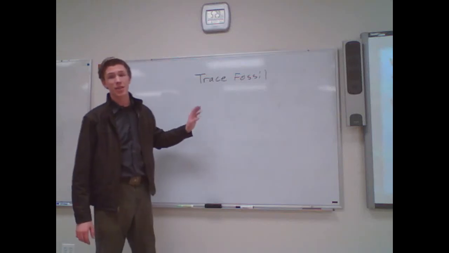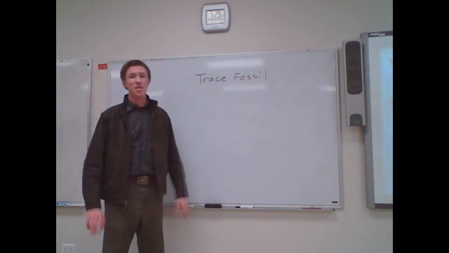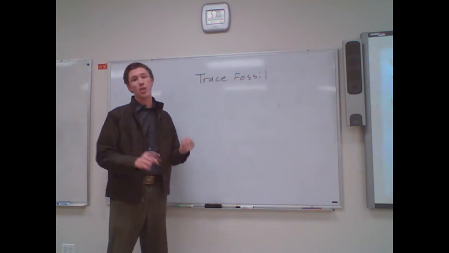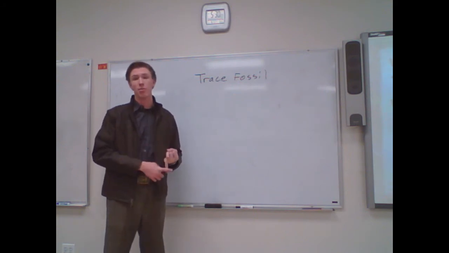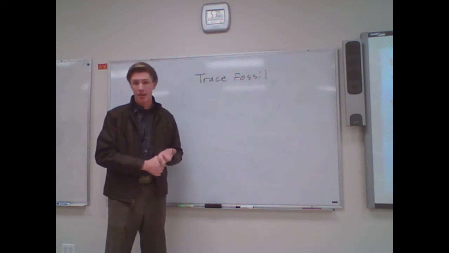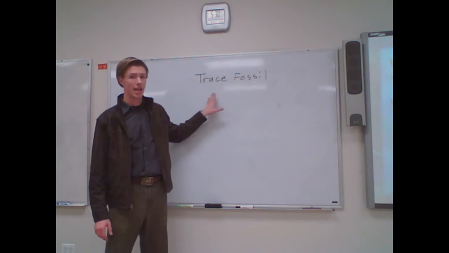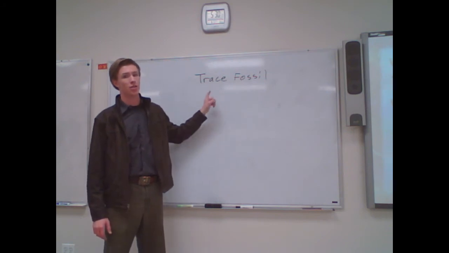And our last kind of fossil is a trace fossil. This is an interesting one because it could be a couple of the other types of fossil. You could have a trace fossil that is also a mold, or a trace fossil that's also a cast. A trace fossil is a fossil not of the animal or the living thing, but a trace of it.